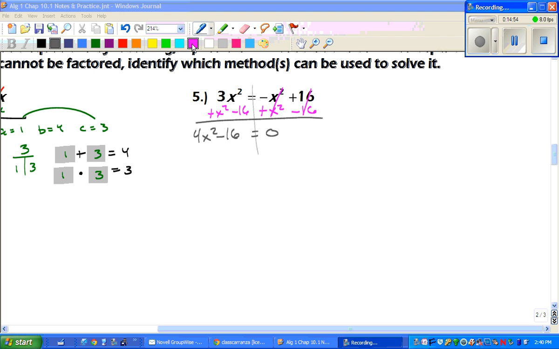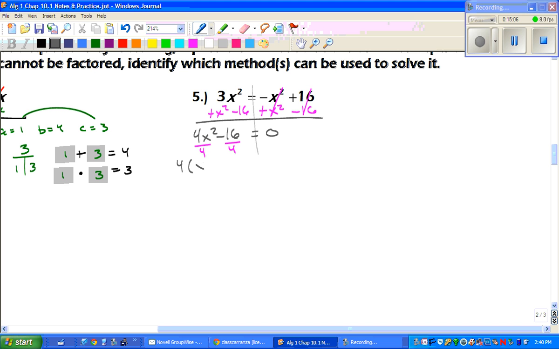Okay, so that's what you should have gotten. Now, it's a binomial, and we can do the difference of 2 squares, but before we do that, we can also take out a GCF. So I'm going to take out the GCF first, and we're left with x squared minus 4 equals 0. And now that middle is the difference of two squares, so we can square root both of those.